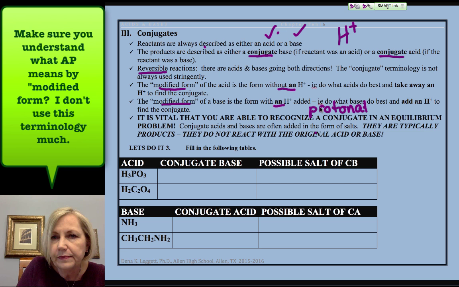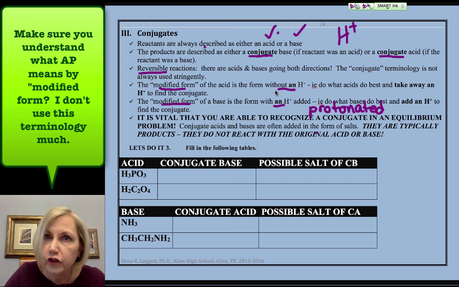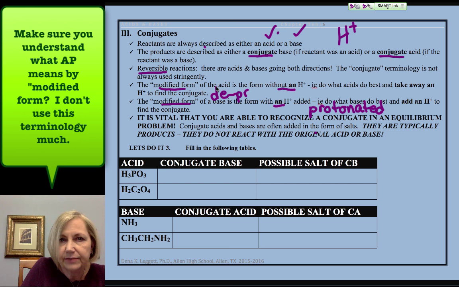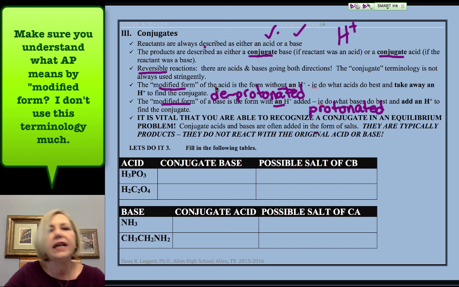Acids, the modified form of an acid is after it's given up its H and its plus, and it's called deprotonated, or the unprotonated form, okay? So some terminology that we really have to work on.